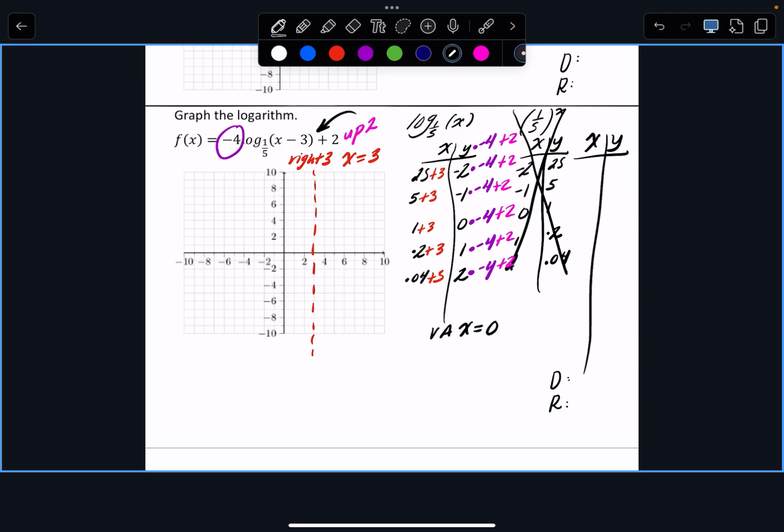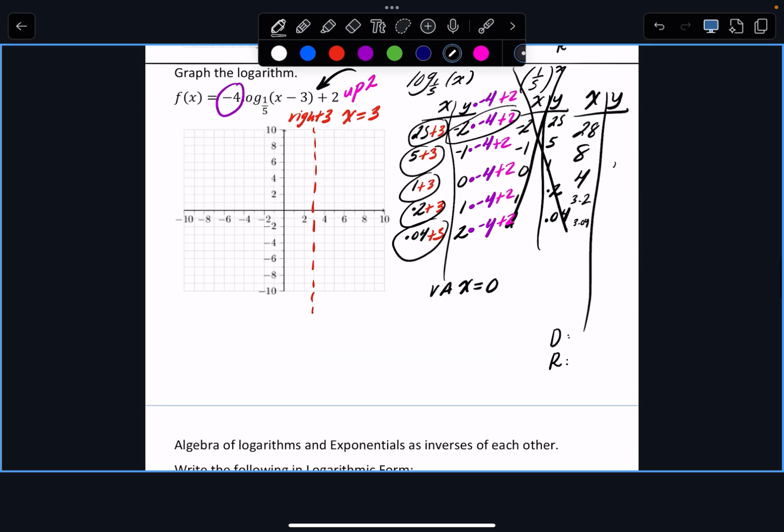So writing down my official points, that's 25. Let's look at the x's. 25 plus 3 is 28. 5 plus 3 is 8. 1 plus 3 is 4. That would be 3.2, and that would be 3.04. My y's: 8 plus 2 is 10. 4 plus 2 is 6. 0 plus 2 is 2. Negative 4 plus 2 is negative 2. Negative 8 plus 2 is negative 6.